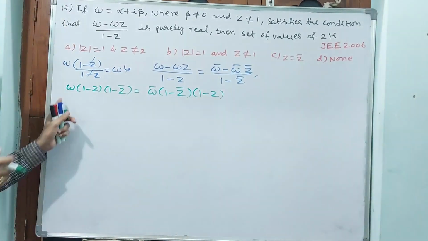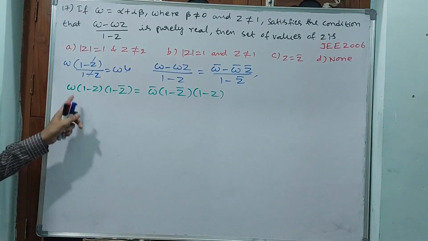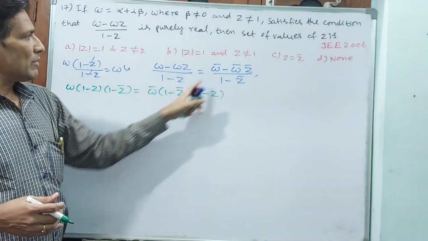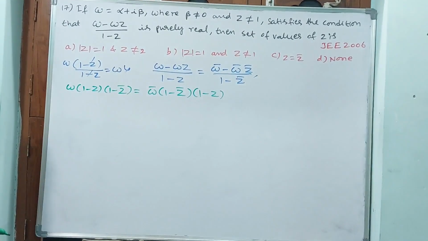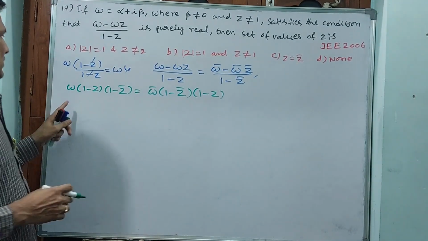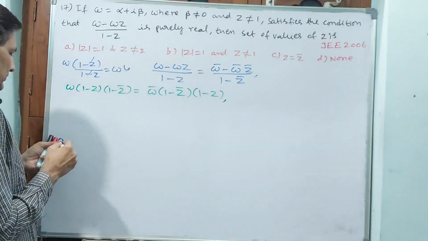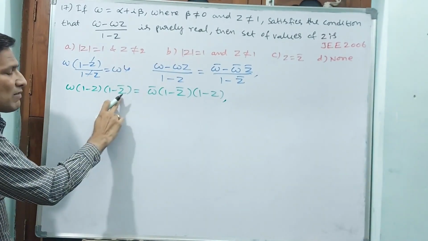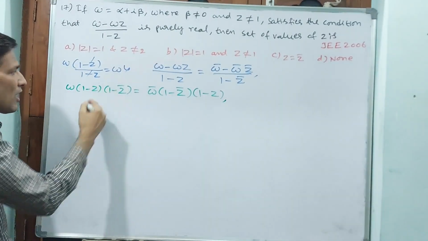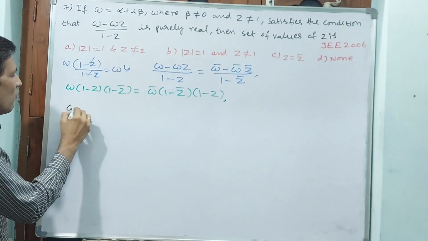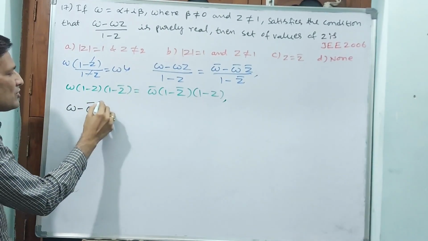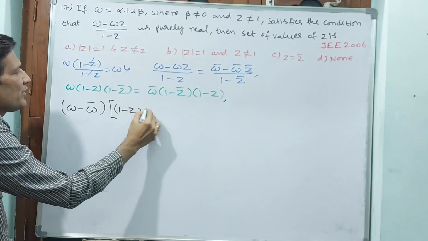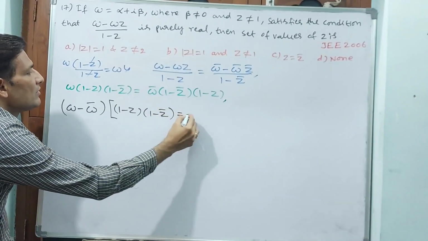Is it okay? First, if you cross multiply, I have taken 1 minus z common. Here also, with omega conjugate, if you take 1 minus z bar, it will happen. Now I am sending everything to one side. Then 1 minus z and 1 minus z bar become common. You see, (omega minus omega conjugate) into common (1 minus z)(1 minus z bar) is equal to 0.